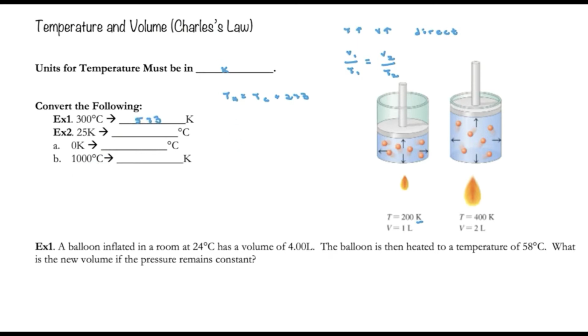Okay, let's look at the next one. 25 Kelvin. I'm actually going to write this one out. So my temperature is in Kelvin, so 25 equals TC, temperature in Celsius, plus 273. To solve for my temperature in Celsius here, I need to take 25 and subtract 273 from it. And what I get is negative 248 degrees Celsius. All right, so there are 2 more practice problems for you to do here.